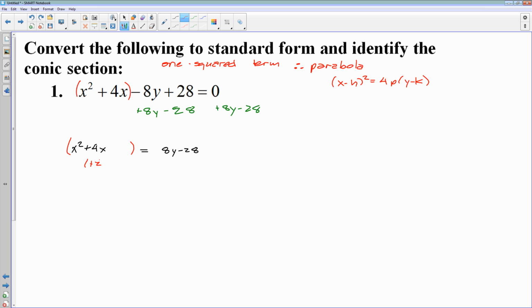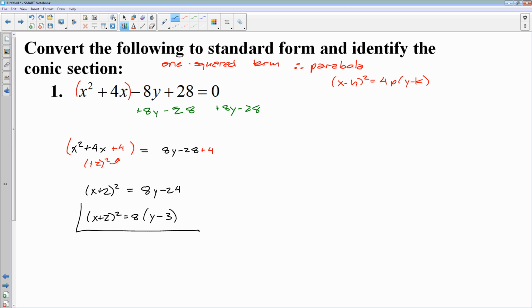And now, over here, I need to complete the square with the x's. Half of 4 is 2, and 2 squared is 4. If I add 4 to the left side, I have to add 4 to the right side. And now I will complete the square on the left side. That'll factor to (x + 2)^2 equals, over here, negative 28 and 4 is negative 24. And then the last thing I need to do is factor out the 8 on the right side. So (x + 2)^2 = 8, and that'll leave me with (y - 3).